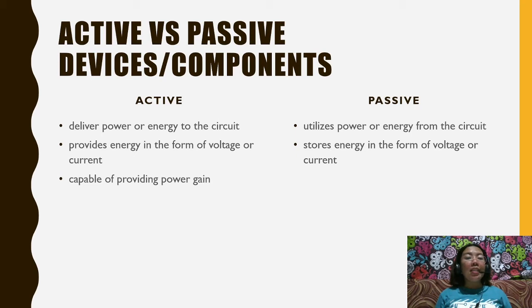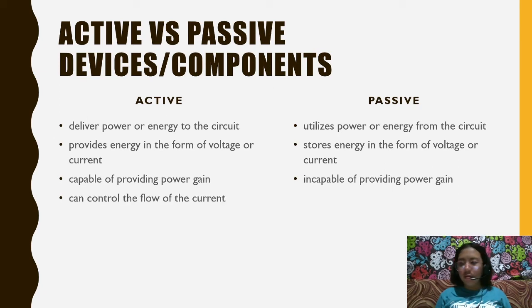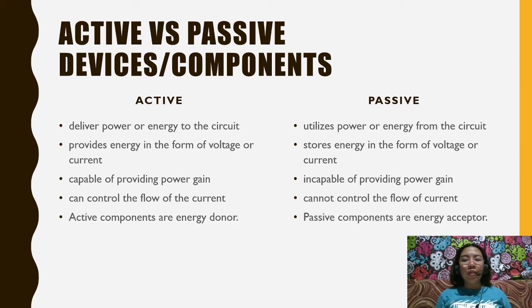An active device is capable of providing power gain. On the other hand, a passive device is incapable of providing power gain. An active device can control the flow of the current, while a passive device cannot control the flow of current. So, active components are energy donors and passive components are energy acceptors.